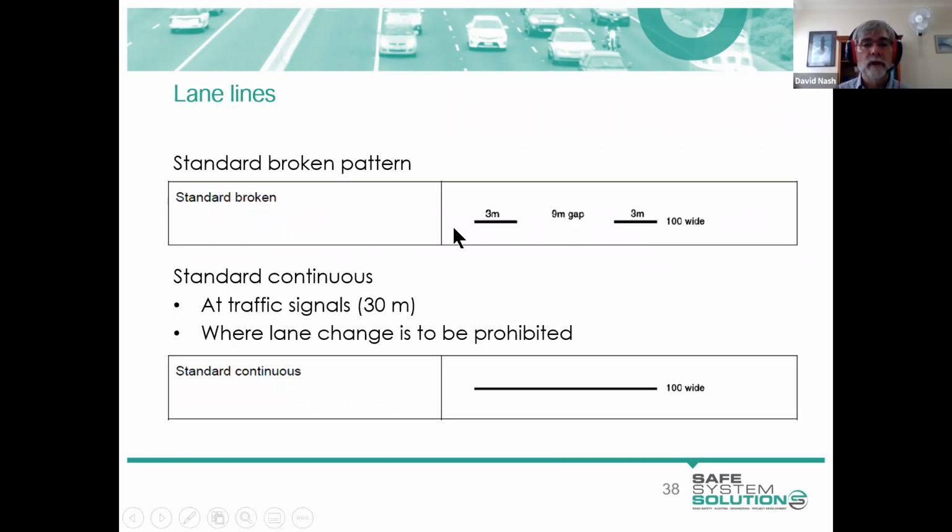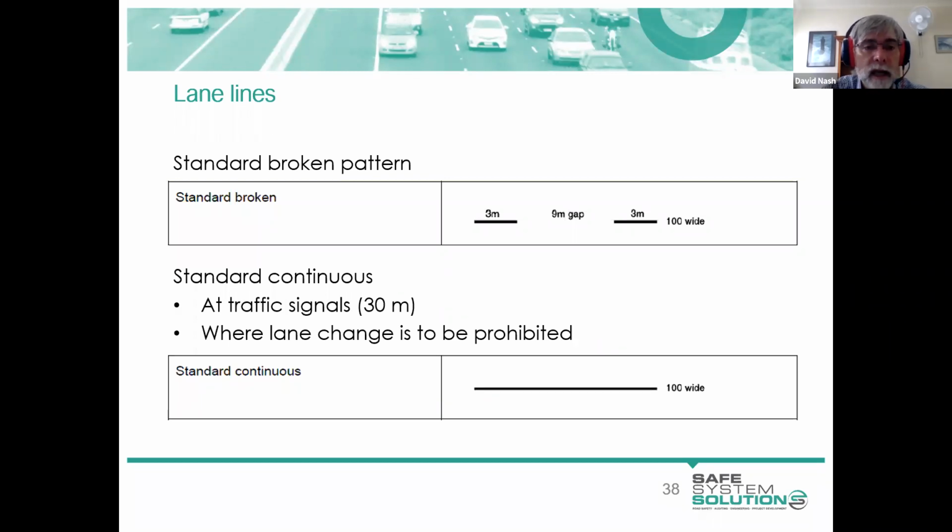So the standard pattern for a lane line is a 3 metre line with a 9 metre gap. So there's actually no difference between the standard lane line and the standard dividing line. They're both 3 metre lines with a 9 metre gap. And that might cause some confusion in some places.